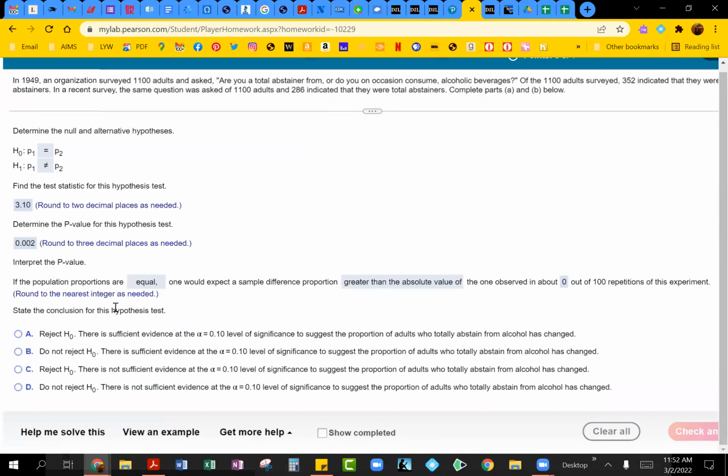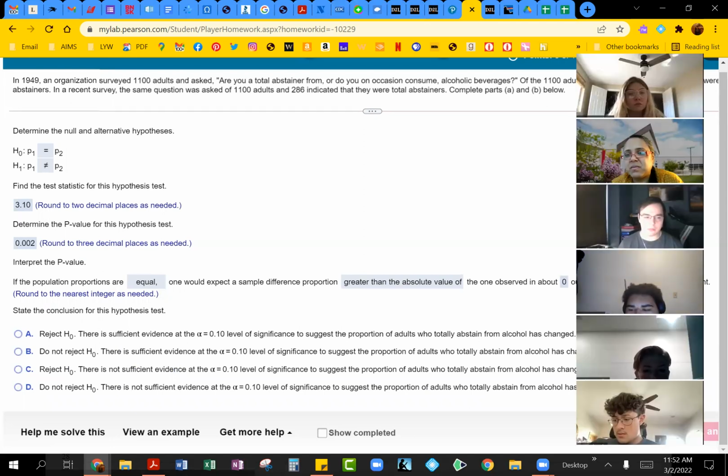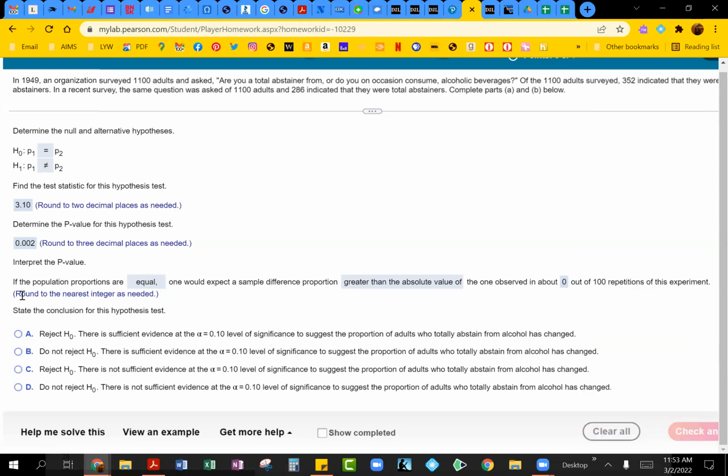So what we're basically saying is, if your two sample population proportions were equal, we would expect a sample difference proportion which would be greater than the absolute value of the one observed in 0 out of 100 repetitions. So it basically means we're not really getting a good result over here, because if you're doing 0 out of 100 repetitions, well, what does that really help you with then? So obviously that means we're going to have to reject the null hypothesis over here.